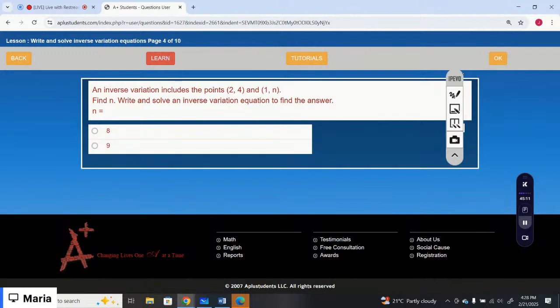An inverse variation includes the point 2, 4 and 1, n. Find n, and solve an inverse equation to find the answer. The correct option is option number 1, that is 8.